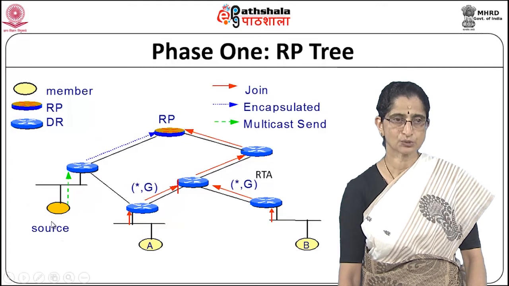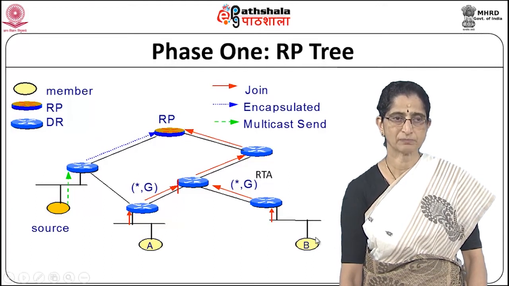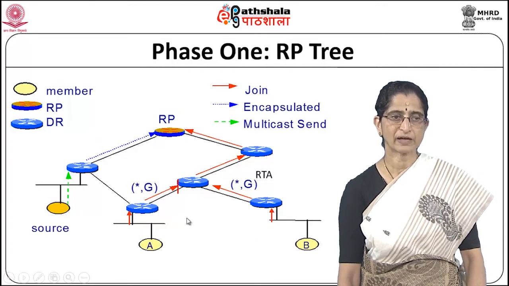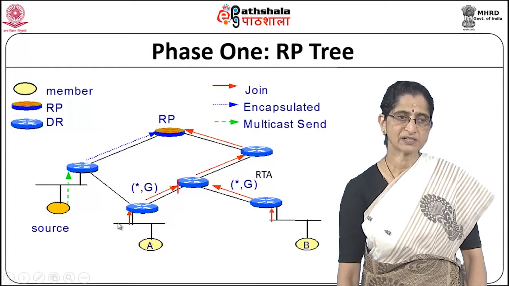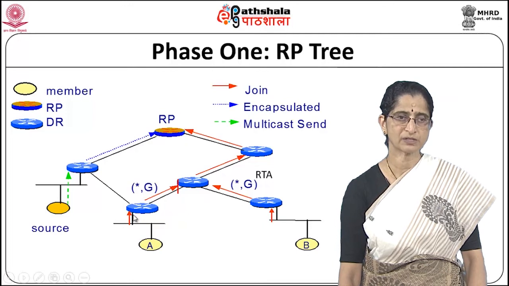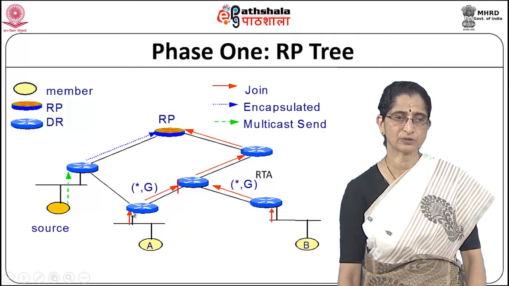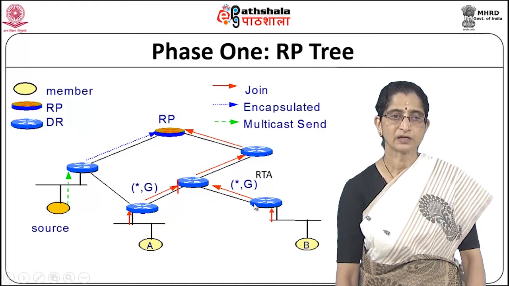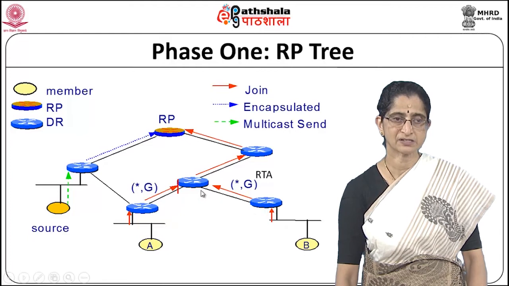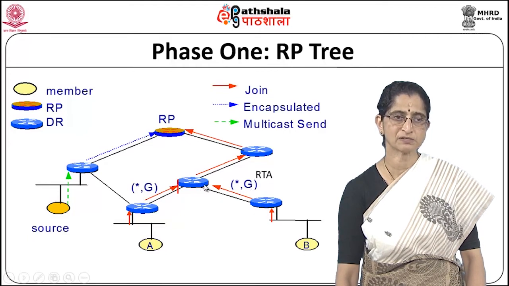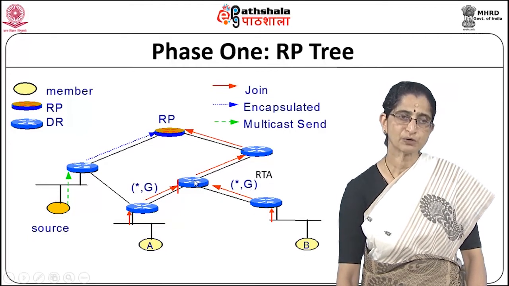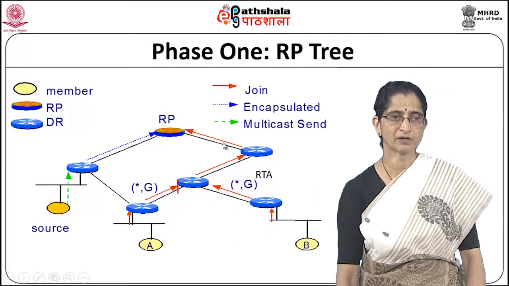So let us say this is the source, and these are the two members here. So what is the first thing that would have happened? Both A and B would have sent an IGMP join message to their respective designated routers. So from here to here it would have gone, and from here another would have gone from here to here. Okay. Now let us say B was the one which first sent a join message. So a star comma G join message will be sent to this router, which would have forwarded that to this router, and from here it would have gone to the RP.